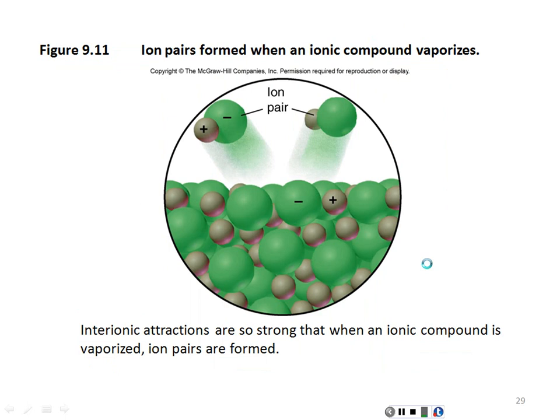What happens when an ionic compound vaporizes? Remember, ionic compounds have very high boiling points. That's because the interaction between the positive charge and the negative charge is very strong. This interaction is so strong that when it is heated enough to boil, what you get is an ion pair that boils off. You can't really separate the two charges ever.